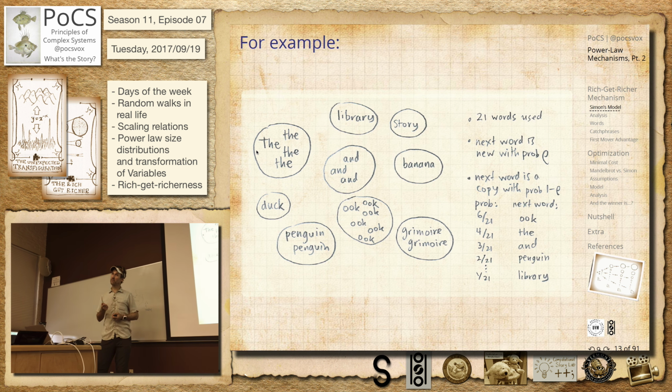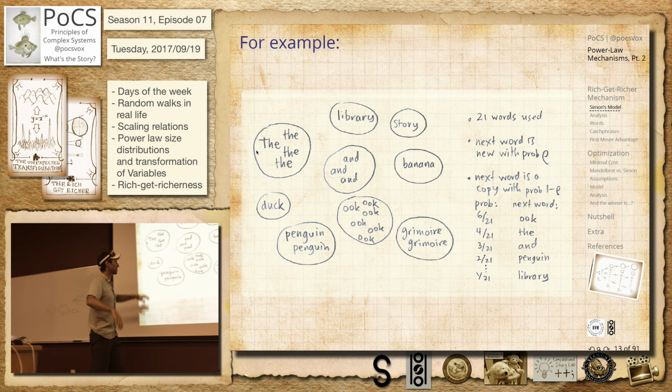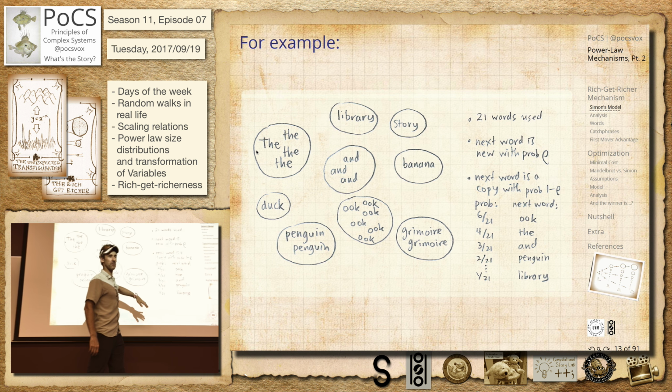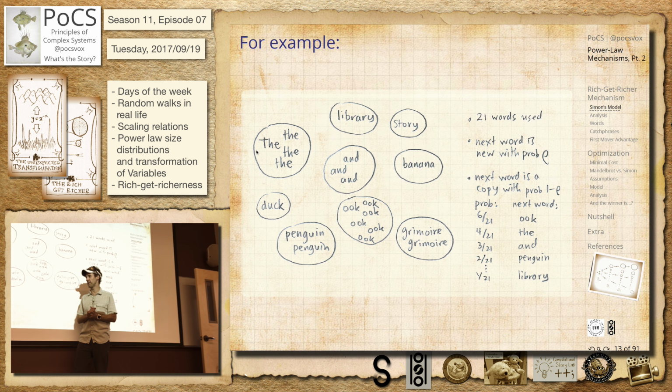It's very easy to simulate, but apparently no one did that for 70 years. Because if you do, you notice the first one grows, gets all this time to get bigger and bigger and bigger. So there's what's called a first-mover advantage as well.